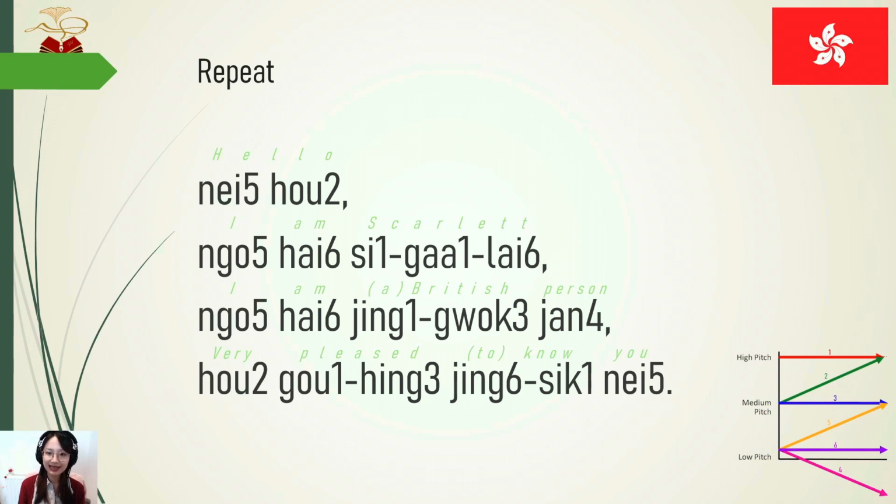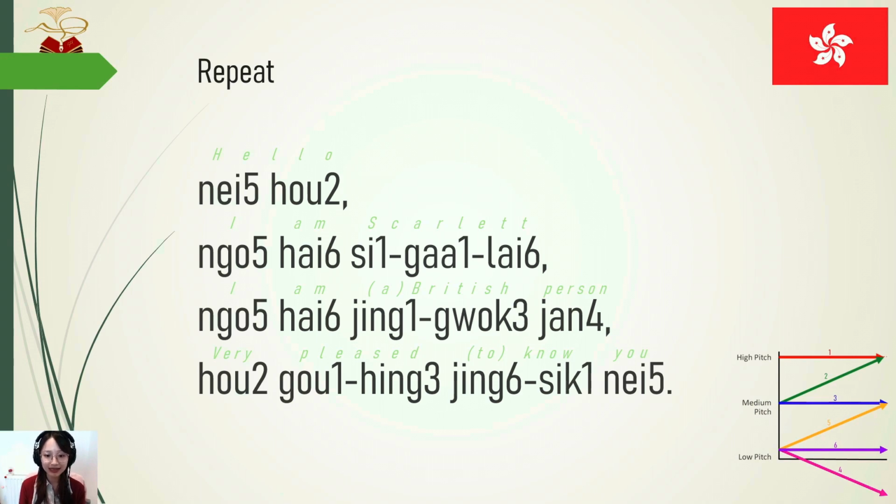So I put the little translation up there. Nei hou means hello. Ngo is I. Hai means am. Si Ga Lai is actually loaned from the English name Scarlet. So Scarlet. Si Ga Lai. Supposed to sound similar. And then we've got ngo hai again, which means I am.